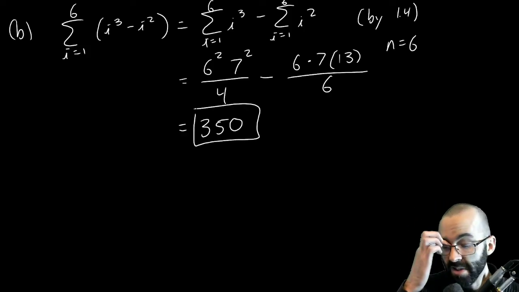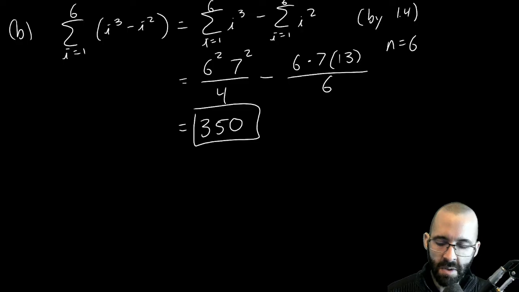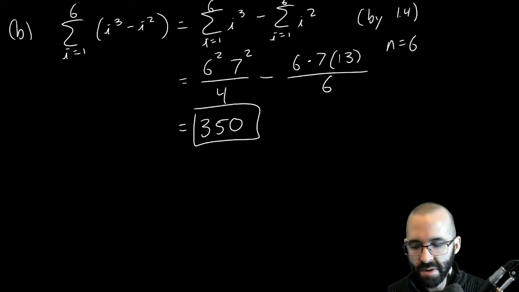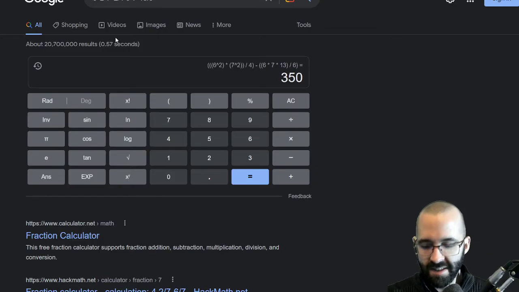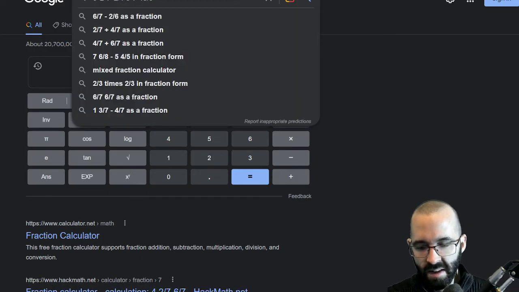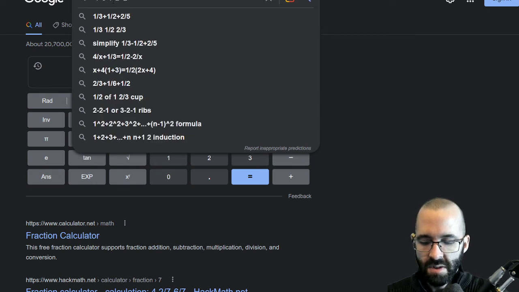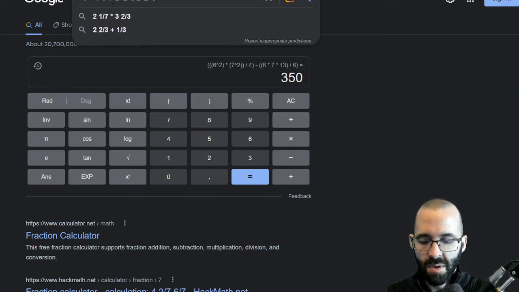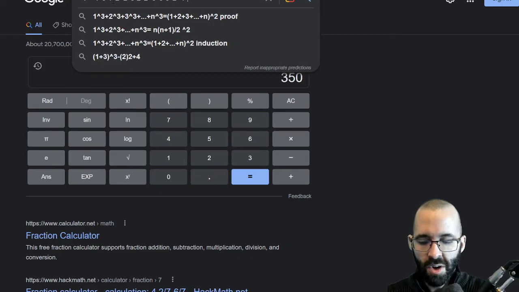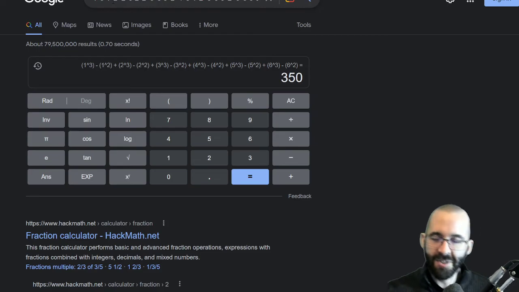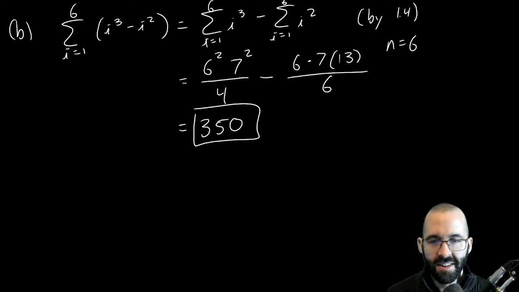And if you added these all up manually, 1 cubed minus 1 squared plus 2 cubed minus 2 squared plus 3 cubed minus 3 squared. Actually, that shouldn't take that long, right? 4 cubed minus 4 squared plus 5 cubed minus 5 squared plus 6 cubed minus 6 squared. All right, this took longer than I wanted it to. Hey, it's 350 as well. So again, this one you really could just do directly, but it's good practice.